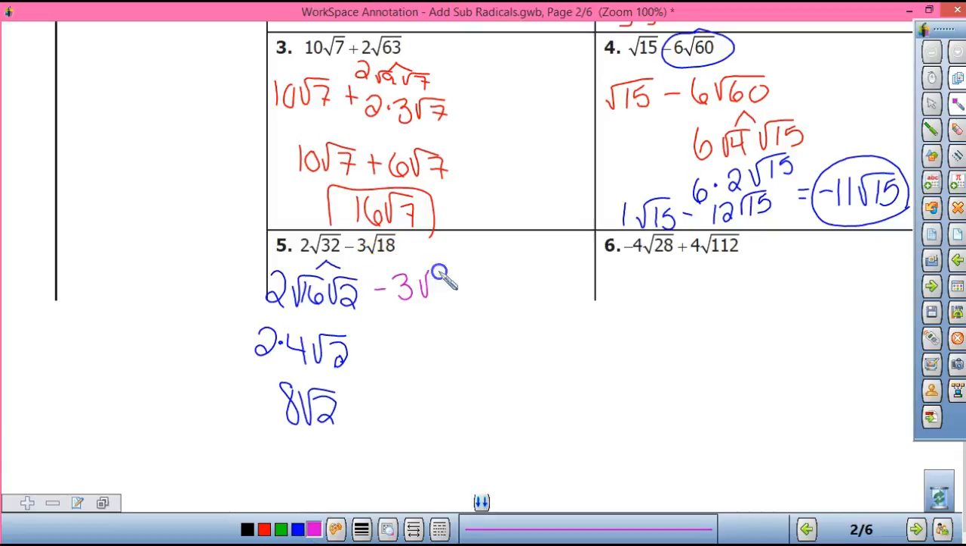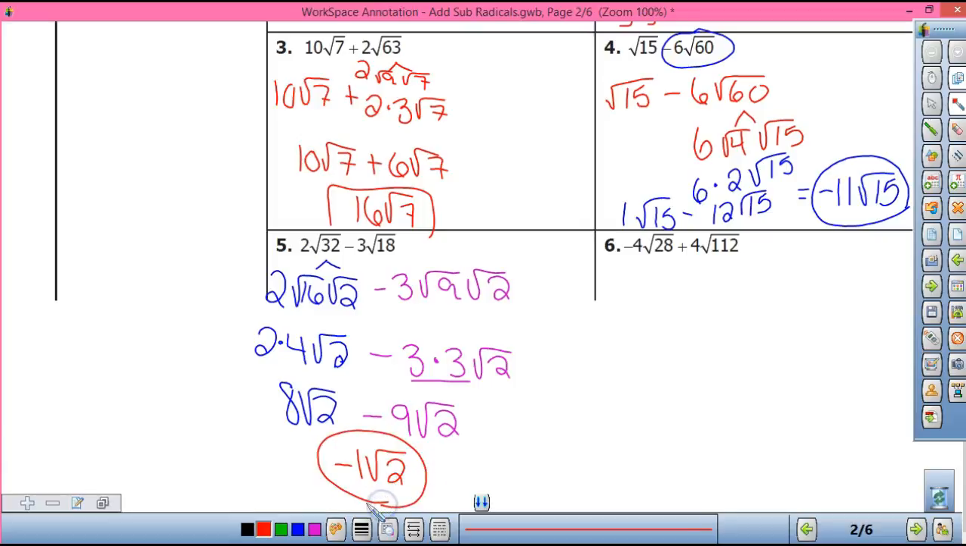So negative 3, root 9, root 2, 3 times 3, because the square root of 9 is 3, right? Root 2, so minus 9 root 2. So 8 minus 9 gives me negative 1 root 2, or I could write that as just negative root 2.